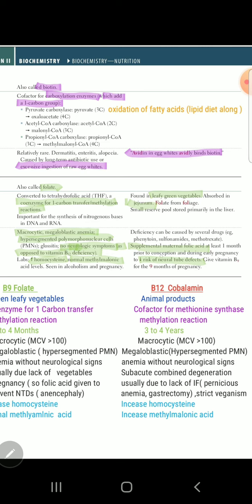Supplemental folic acid is given to pregnant ladies, because if not given, it leads to risk of neural tube defects, specifically spina bifida and anencephaly, which is asked. Instead of neural tube defects, they may say B9 deficiency leads to anencephaly.